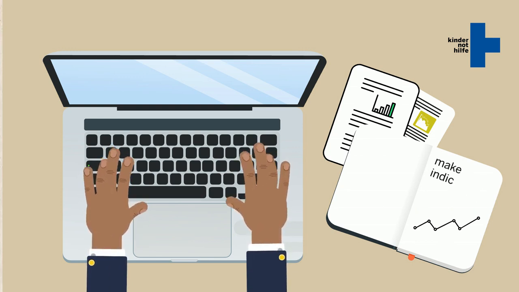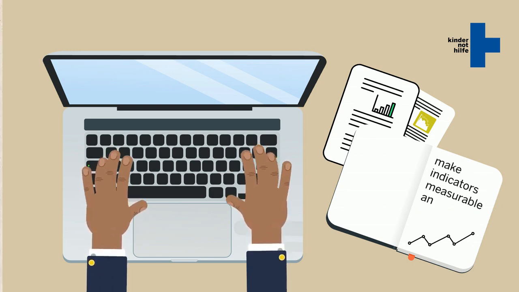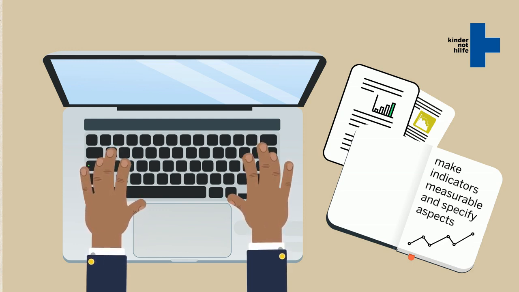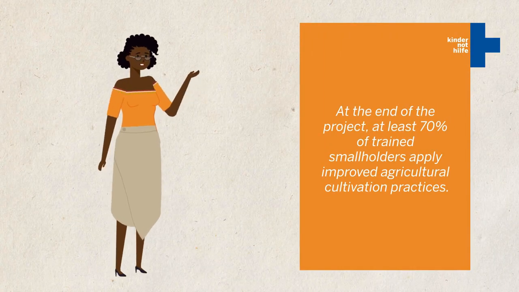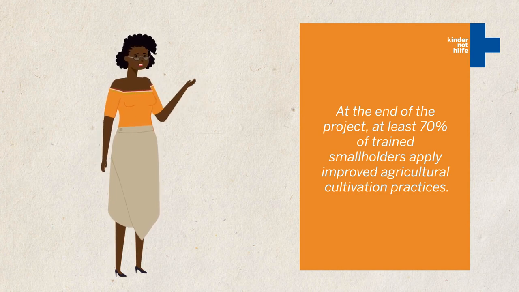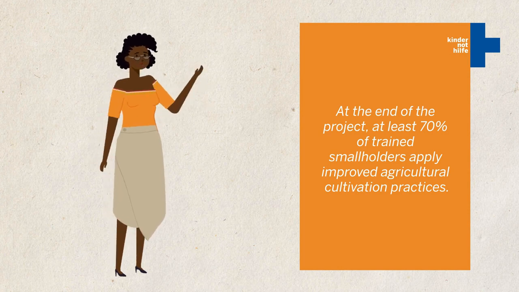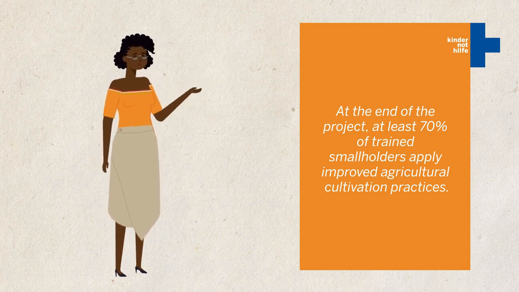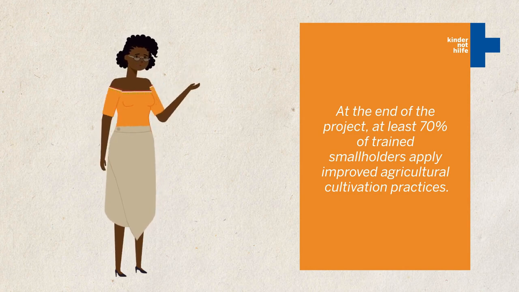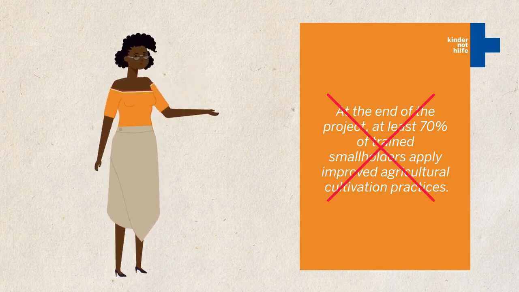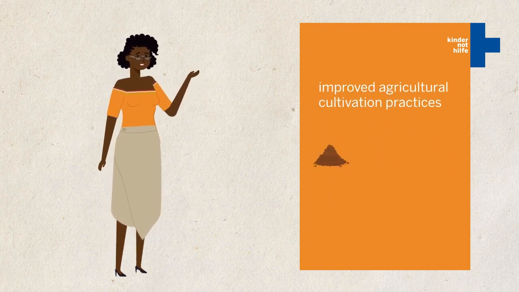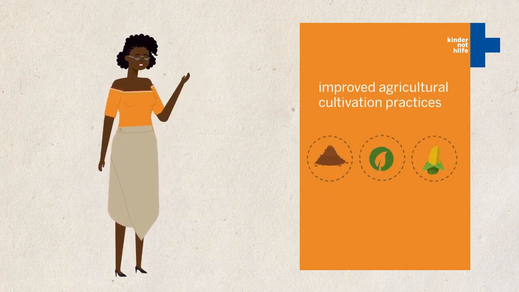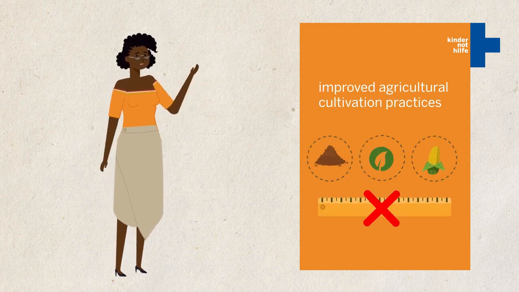The term operationalization essentially means making indicators measurable and determining exactly which aspects are being looked at and measured and in what way. For example, an indicator formulated as follows does not meet the requirements of operationalization. At the end of the project, at least 70% of trained smallholders apply improved agricultural cultivation practices. The application of improved cultivation practices can be interpreted in different ways and is not directly measurable.